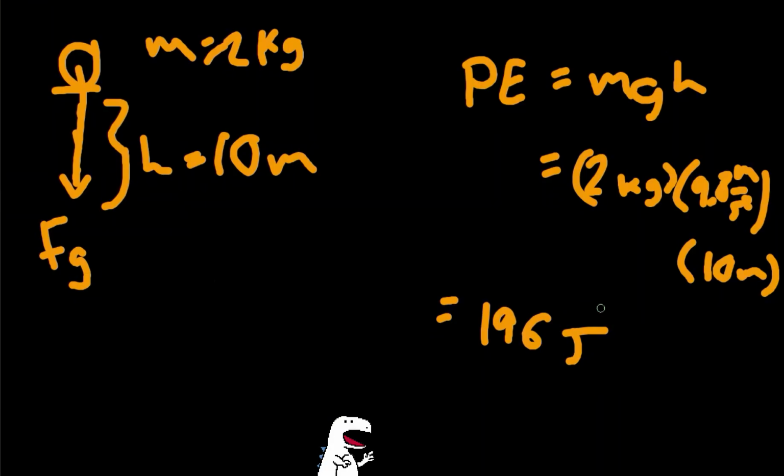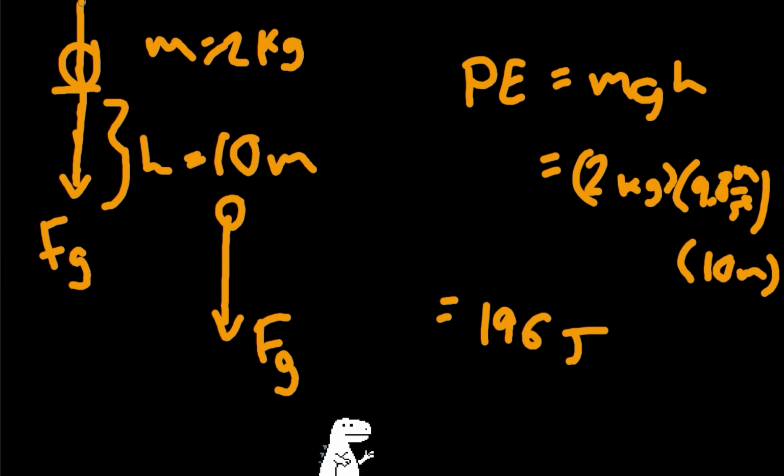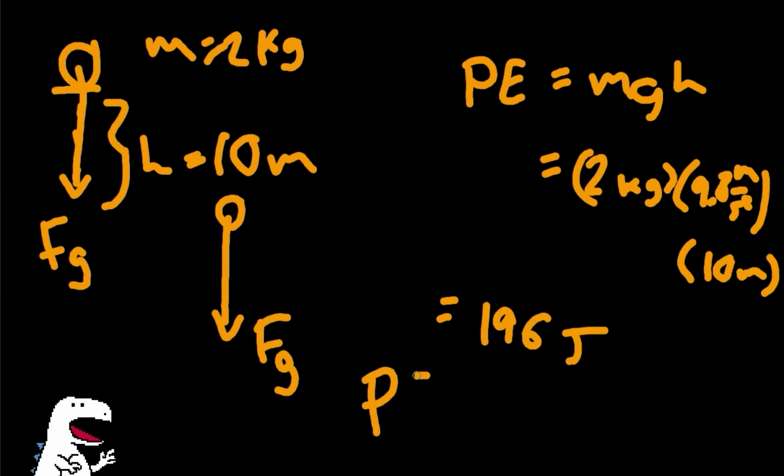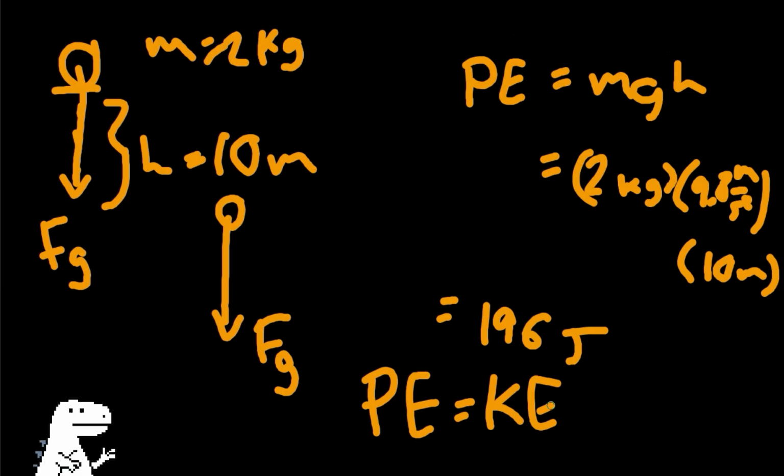Now, let's say instead of the ball just sitting 10 meters above the ground, it instead falls. So it's now in free fall and it's not being supported by anything. The only force acting upon it now is Fg. There's no counteracting Fn force. Now, what this means is that essentially our potential energy, our Pe, will now be converted into kinetic energy.